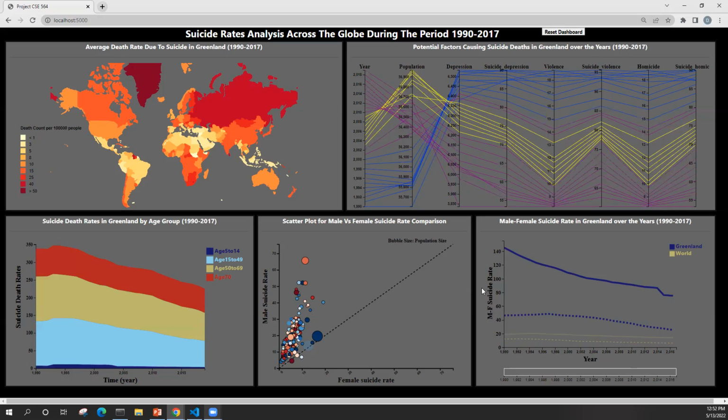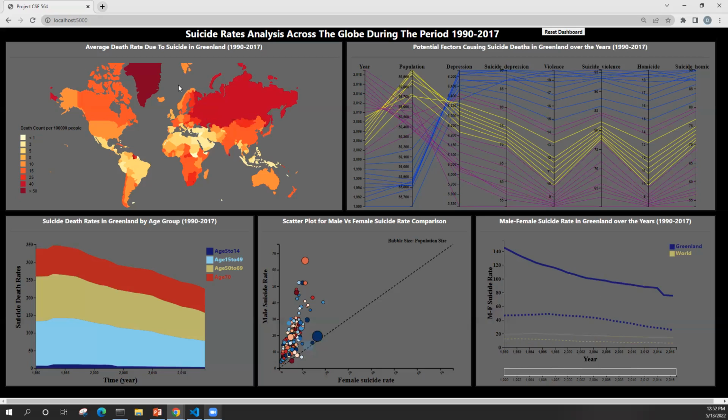From this graph, the solid line shows the suicide rates for males, and the dotted line shows the suicide rates for females. So we can see a clear gap between male and female suicide rates. Also, both of them are decreasing at a constant pace, and the male suicide rate is decreasing at a more rapid pace than the female suicide rate.